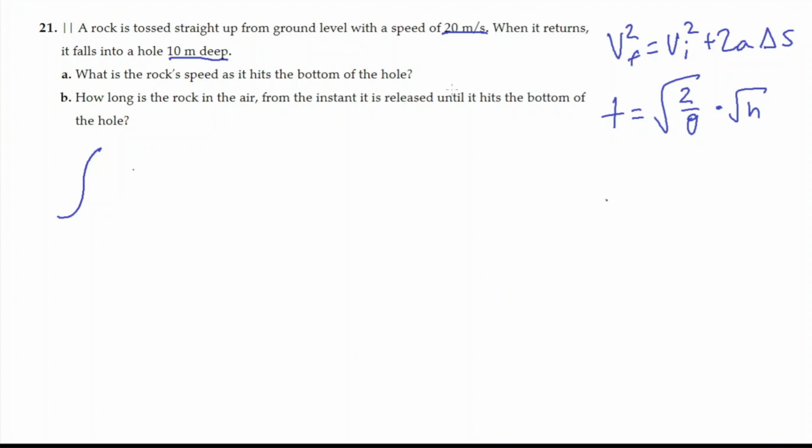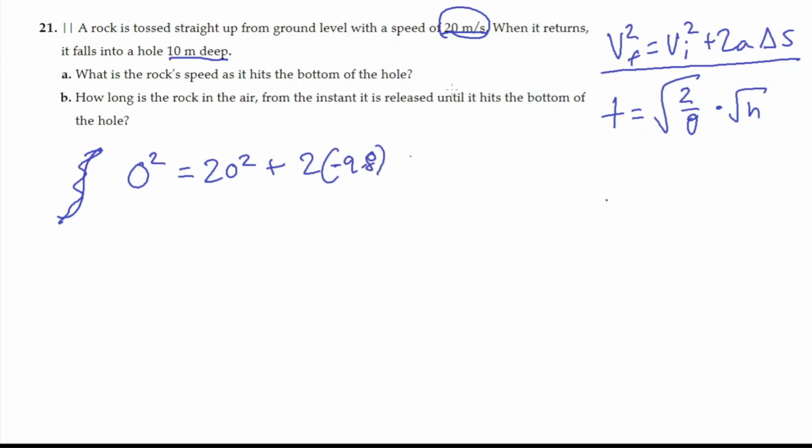So to do that, we would use the first equation right here, the velocity final equation, in which our velocity final we know is zero, because we want to find the point at which it changes direction. So we have 0 squared equals velocity initial, which is our 20, so 20 squared, plus 2 times negative 9.8, and then delta S is what we don't know.